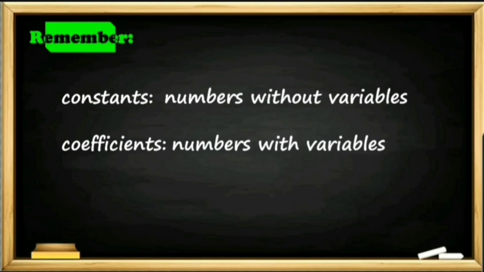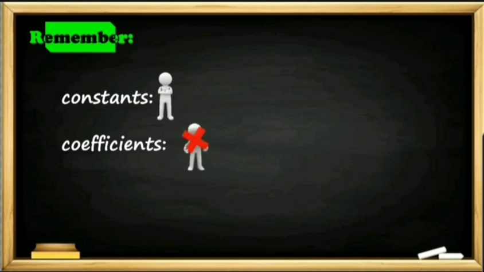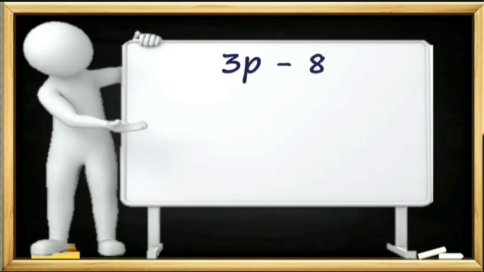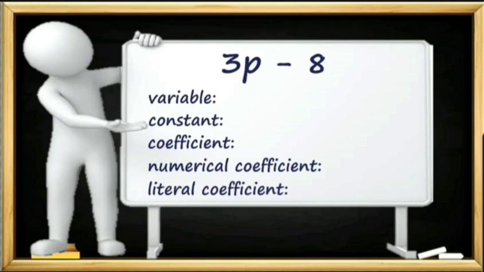Think of it this way, constants like to be alone, no variables tagging along. Coefficients, they are the social ones, they always hang out with variables. Your turn. In the expression 3p minus 8, what is the variable? What is the constant? What is the coefficient? What is the numerical coefficient? And what is the literal coefficient? Pause the video and try.